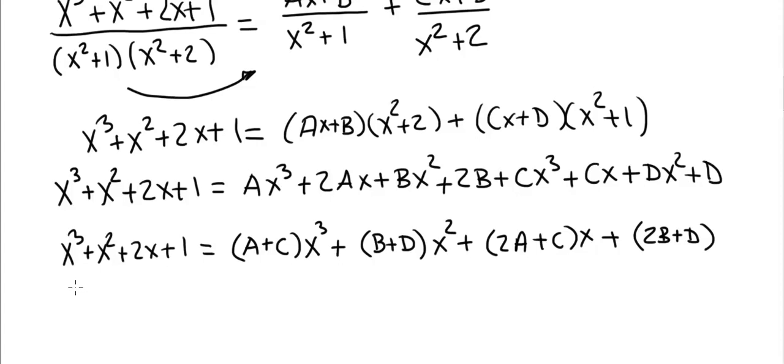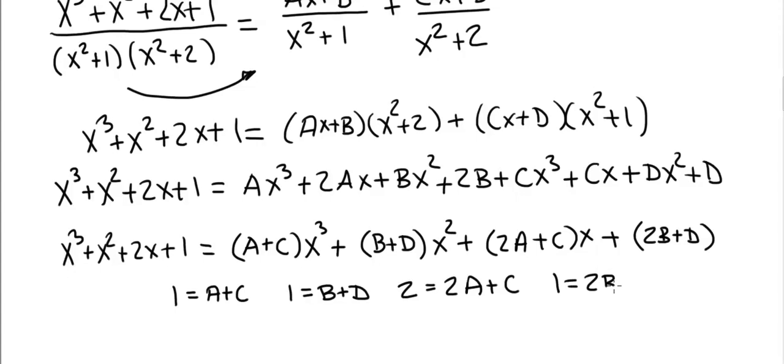The coefficient of x cubed on the left is 1. That must be a plus c. The coefficient of x squared on the left is also 1. That must be b plus d. The coefficient of x on the left is 2. That must be 2a plus c. The constant term on the left is 1. It must be 2b plus d.